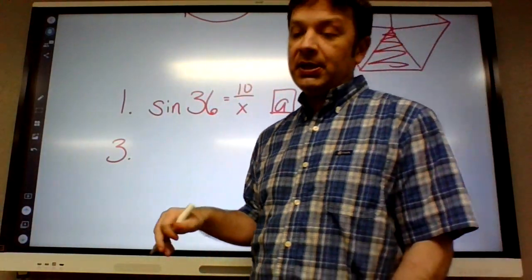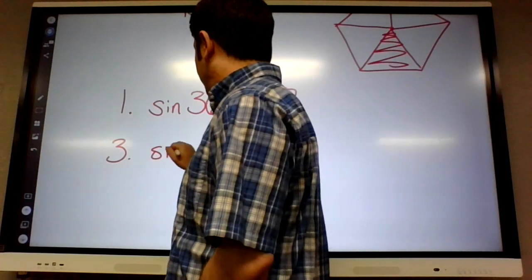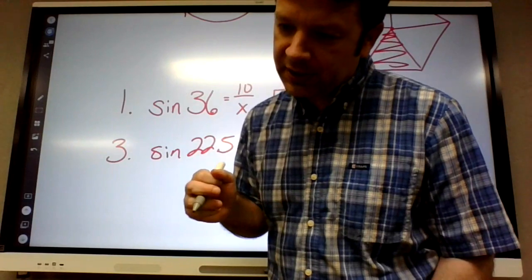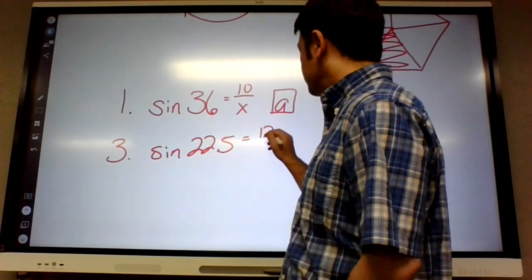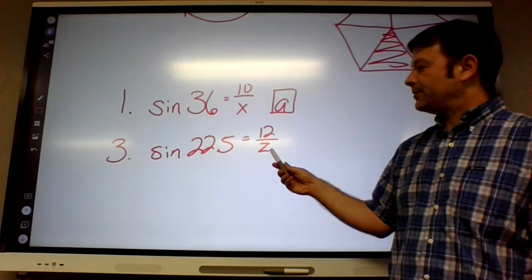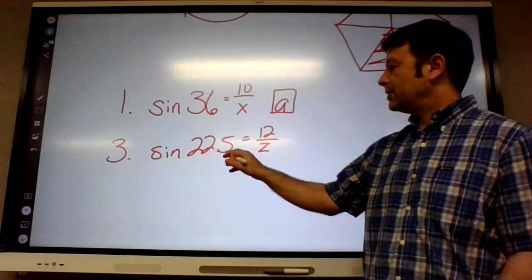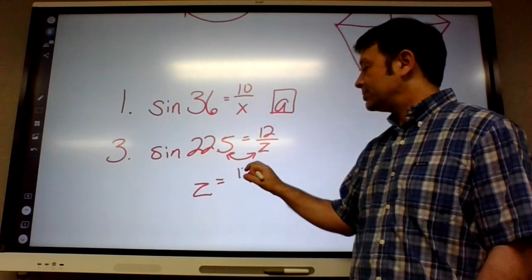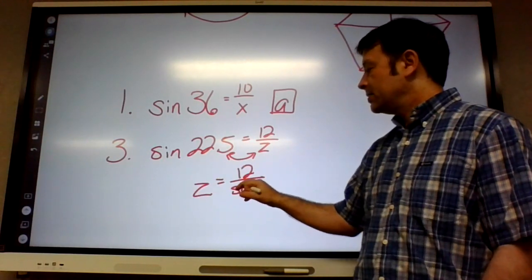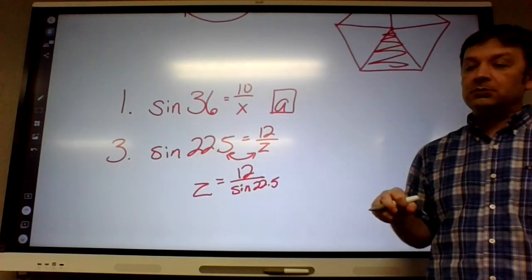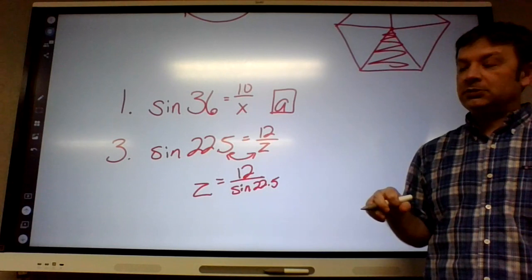So on 3, it says sine of 22.5 equals 12 over z. Okay, how did we solve these last week? What did we do to solve this for z? Switch places. Right, those two switch places. So it became z equals 12 divided by sine of 22.5, which is option C.